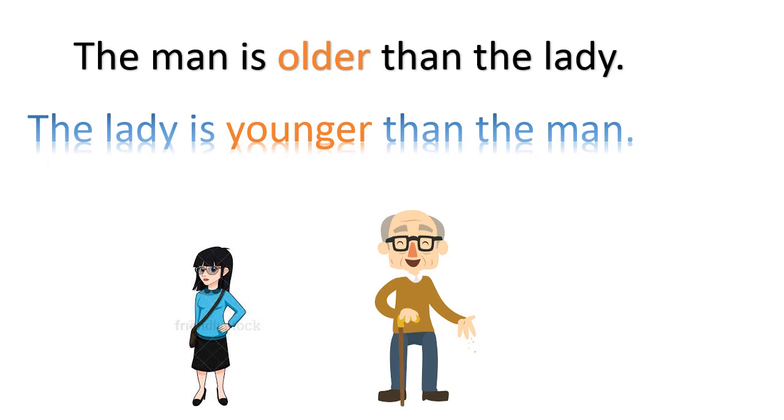Let's look at this picture. What can you see? We can see an old man and a young lady. Very good. But if we want to describe this picture, we can say the man is older than the lady. Or we can also say the lady is younger than the man. Also here we add ER. If you notice, we add ER to the adjective and write than after it.